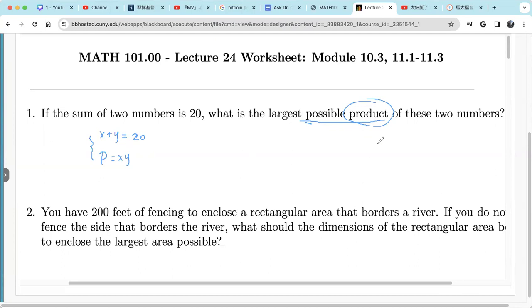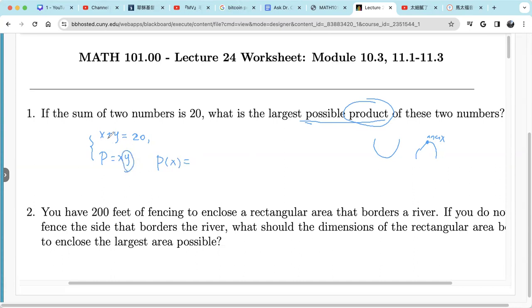And if a quadratic function, remember quadratic function, we have upward parabola and downward parabola, right? Downward parabola means we have this maximum. Okay, so let's see. So maybe we want to form a product function in terms of x, which means we need to get rid of this y.